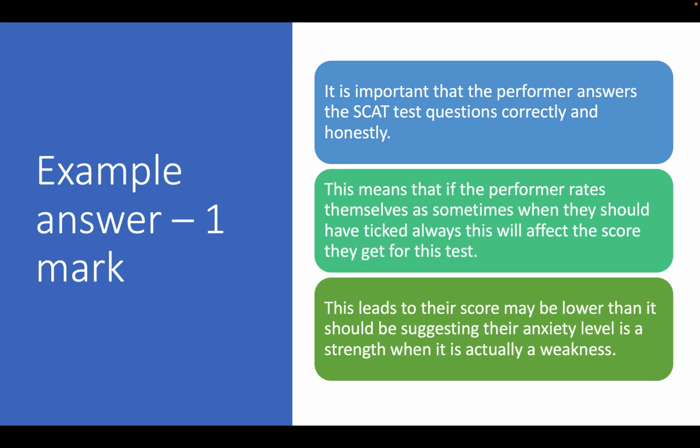We're now going to look at a limitation of the SCAT test. It's important that the performer answers the SCAT test questions correctly and honestly. This means that if the performer rates themselves as sometimes, when they should have ticked always, this will affect the score they get for this test. This leads to their score maybe being lower than it should have been, suggesting that their anxiety was a strength, when actually it's a weakness.